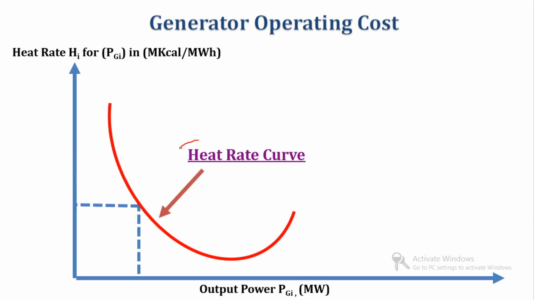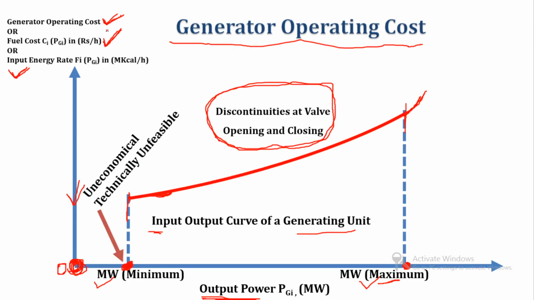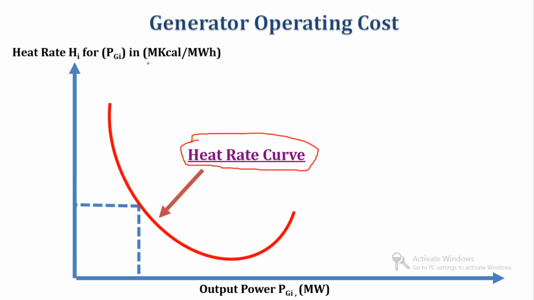Now the second graph is the heat rate curve. You have to note the units of these terms: the fuel cost is given in rupees per hour, input energy rate is given in million kilocalories per hour, and in the same way heat rate is given in million kilocalories per megawatt hour. Now the heat rate curve is somewhat like this. So let's understand why the shape is like this.